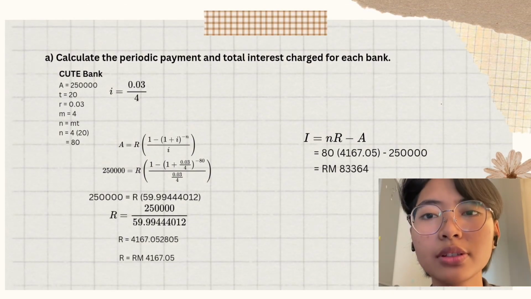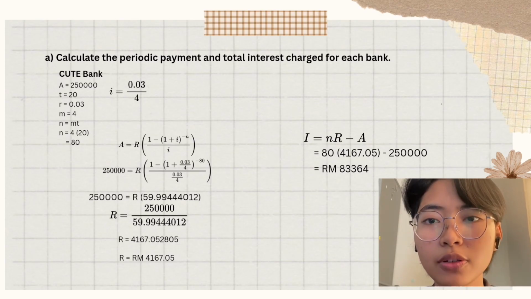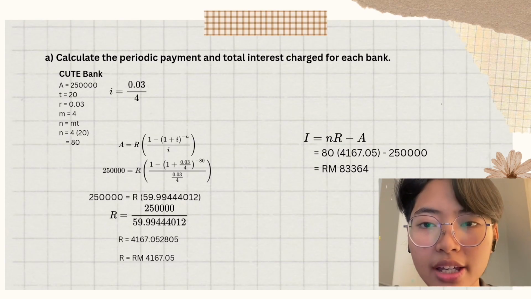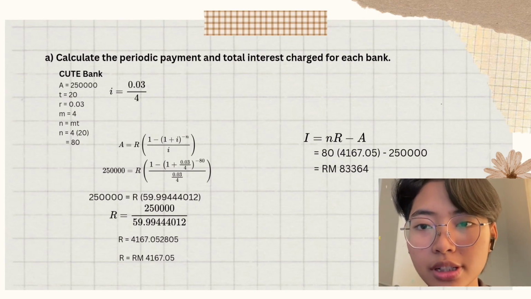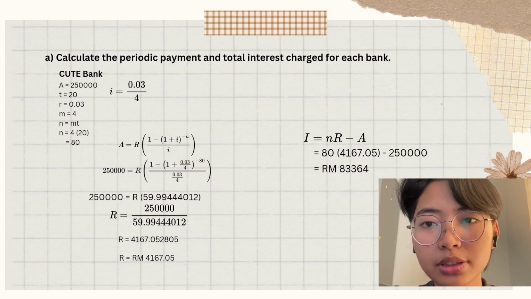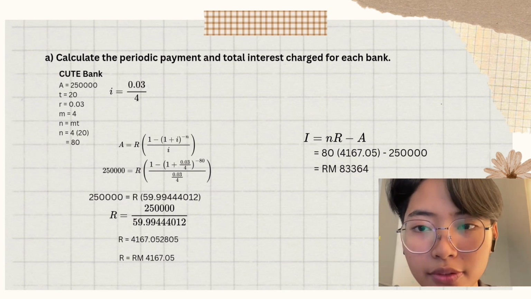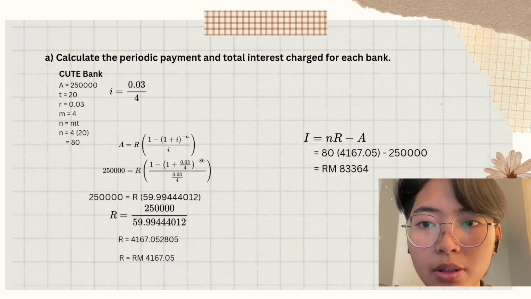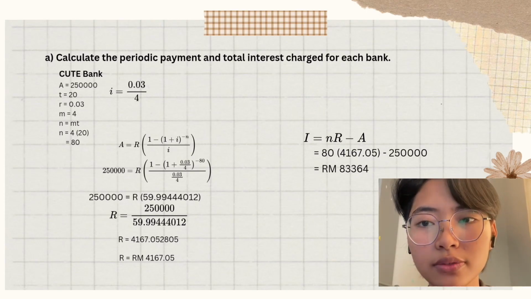First, we will list out the information given from the question. For Cube Bank first, we have A, t, R, m, n, and i. So we insert it into the annuity formula, A = R[(1 - (1 + i)^-n) / i]. After that, we substitute the information we have into the formula. We will get 250,000 = R[(1 - (1 + 0.03/4)^-80) / (0.03/4)].